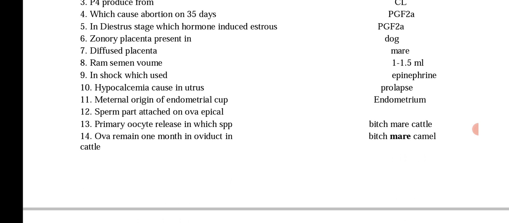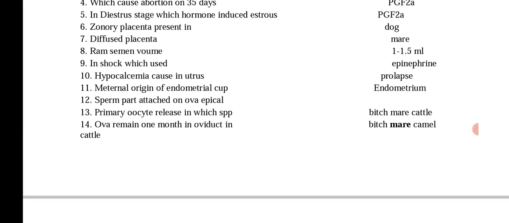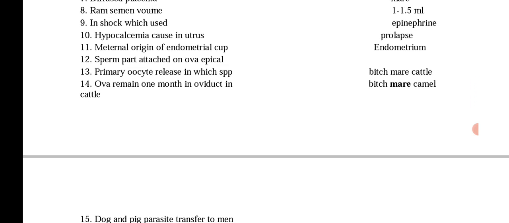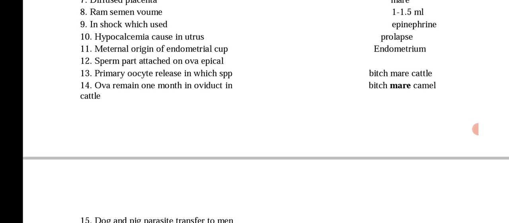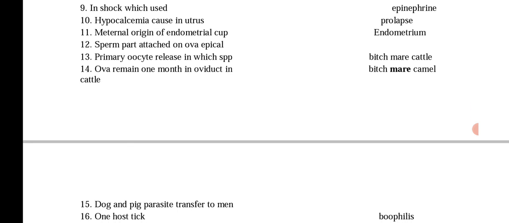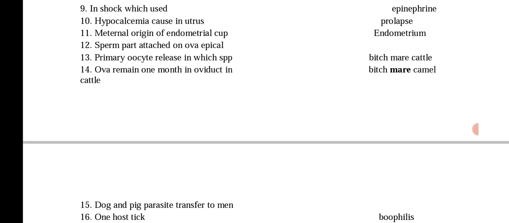Hypocalcemia causes uterine prolapse. In shock, epinephrine or adrenaline is used. Epinephrine is the hormone activated in emergency conditions, and if an animal or human is in shock, it is given epinephrine. It is the hormone of fight and flight.